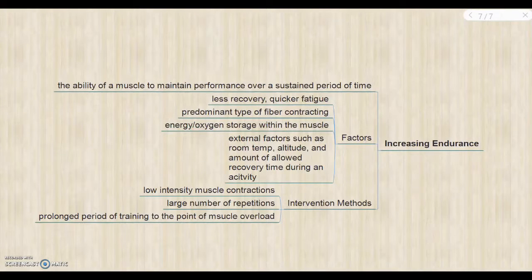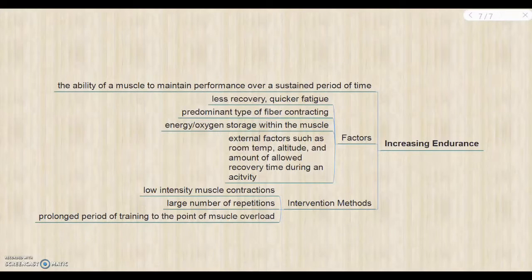So some ways to increase endurance. So endurance is the ability of a muscle to maintain performance over a sustained period of time. And some of these factors are you fatigue quicker, energy and oxygen storage within the muscle isn't optimal, and external factors that affect a client's endurance include room temperature, altitude, and also amount of recovery time during an activity.